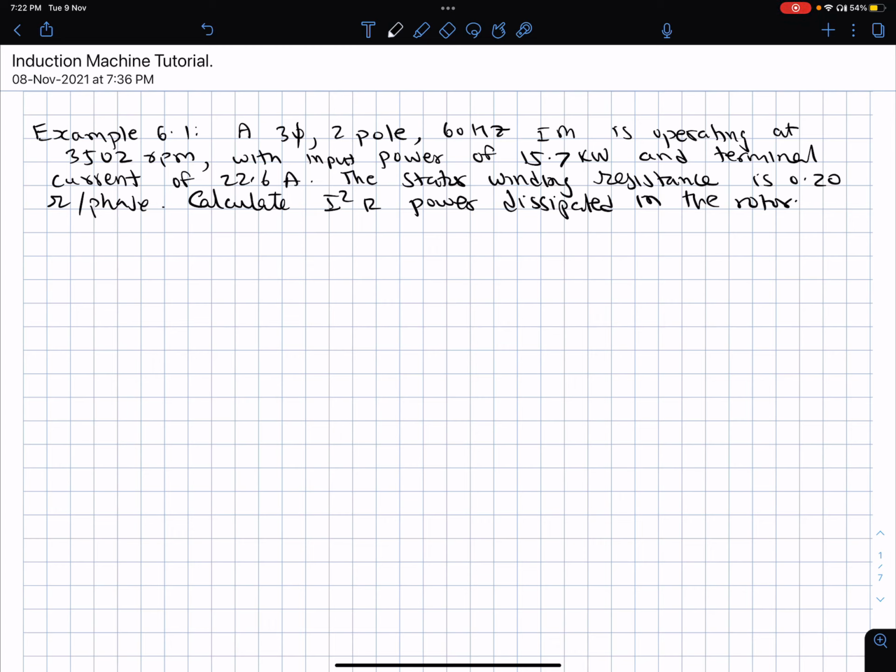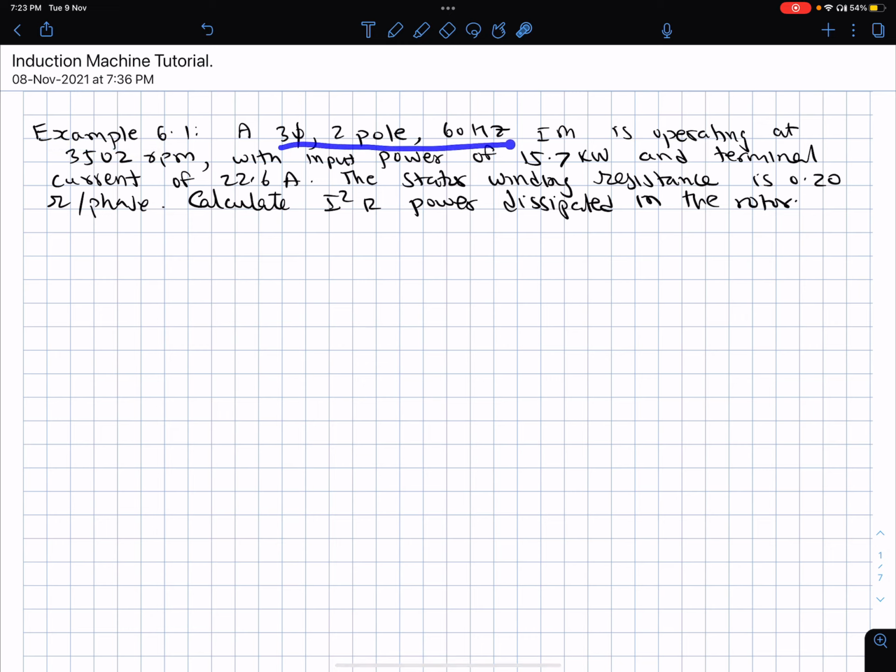Yeah, welcome back. So today we will do some tutorial examples on the induction machine: the equivalent circuit, the torque-speed characteristic, the losses, and all the concepts that we have covered so far. These example problems I have picked up from Electrical Machinery by Fitzgerald, Kingsley and Umans. That's chapter 6 of the book, and we'll start with the very first example, example 6.1.